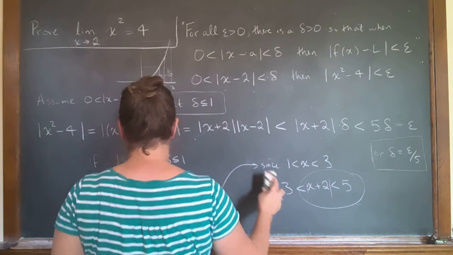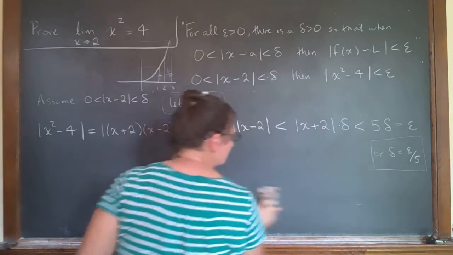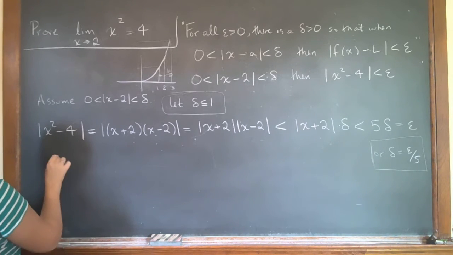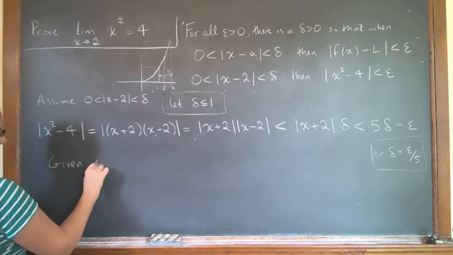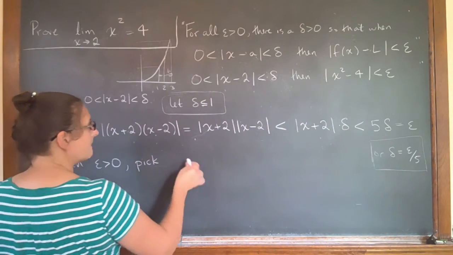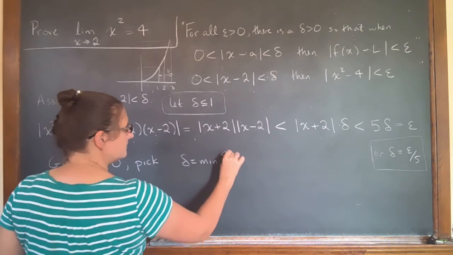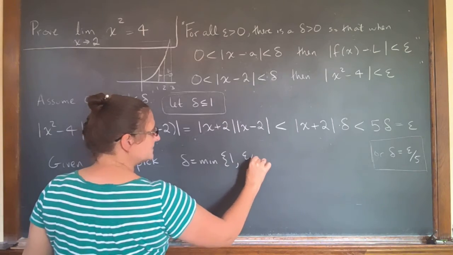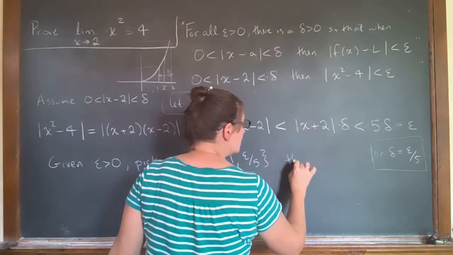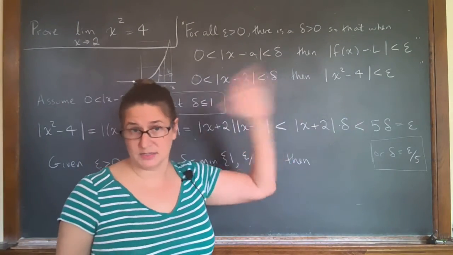Let me erase this part. So I put these two boxes together. I'm going to say given epsilon, pick delta to be the minimum of 1 and epsilon over 5. Okay? Then all this stuff that I have up here is going to be true.